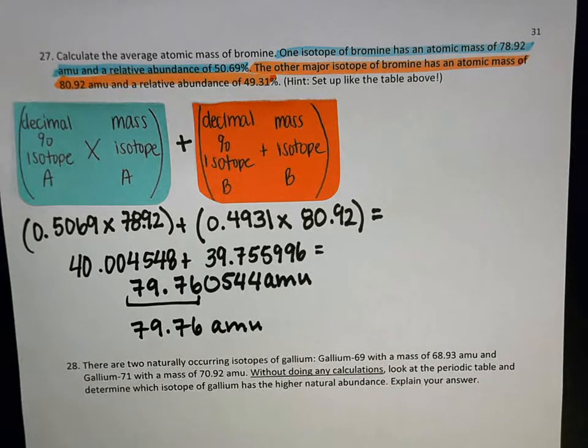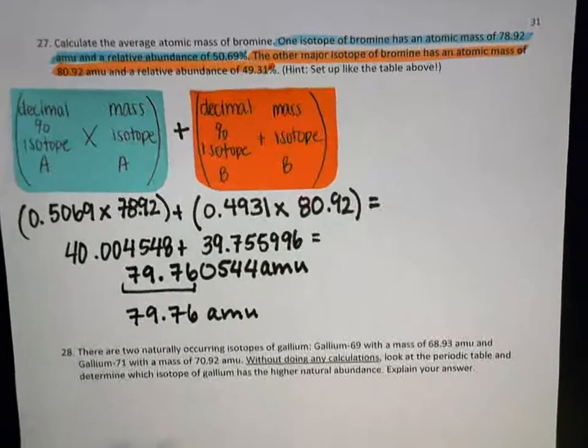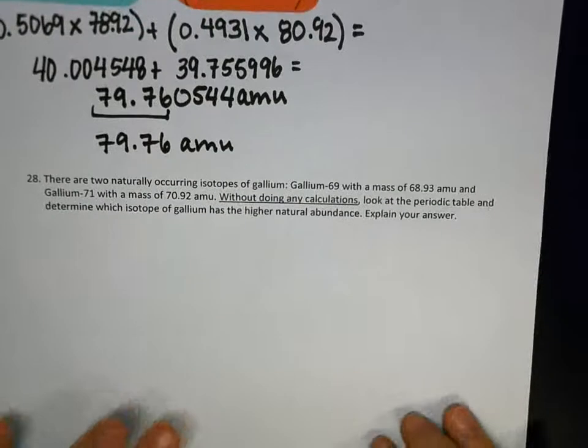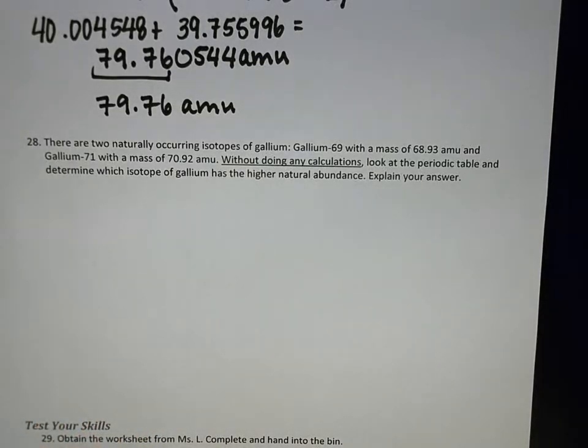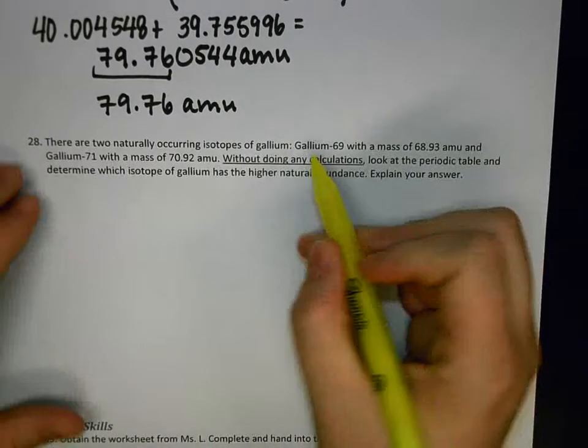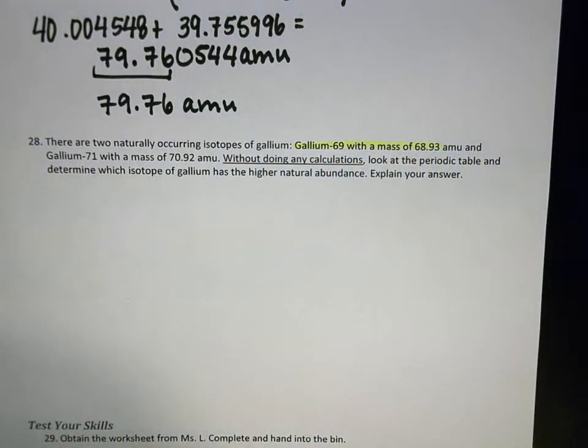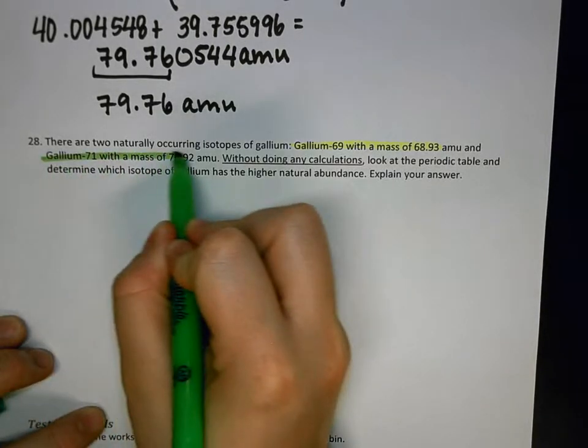Okay, the next problem, there are 2 naturally occurring isotopes of gallium. There's gallium-69, which has a mass of 68.93 AMU, and gallium-71, which has a mass of 70.92 AMU. So what I want you to do, without any calculations, look at the table of elements and determine which is more abundant. So our 2 isotopes, we've got the gallium-69 with this mass and gallium-71 with this mass.